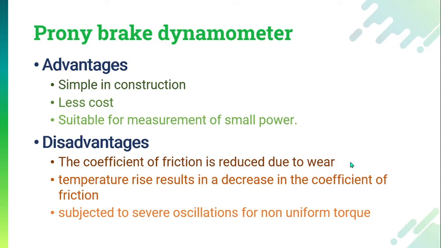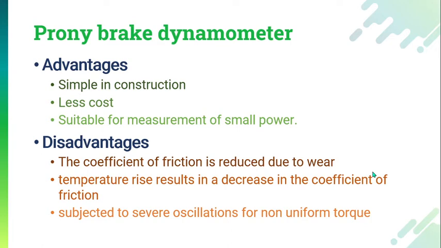Second, when we talk about the Prony brake dynamometer, as we know, it is an absorption type dynamometer. So basically, due to the heat generation phenomenon, the temperature rises, and due to that the coefficient of friction also tends to change. As the temperature rises, the coefficient of friction will change. So basically, to reduce that phenomenon, we have to use some cooling system with this particular dynamometer.